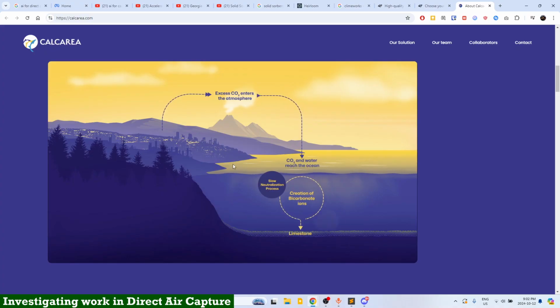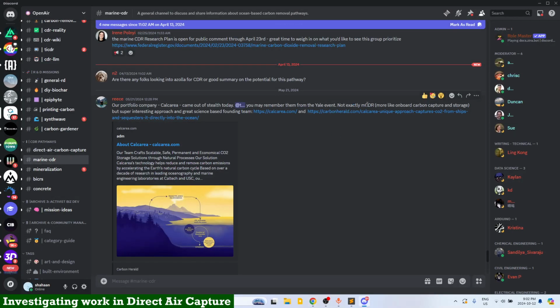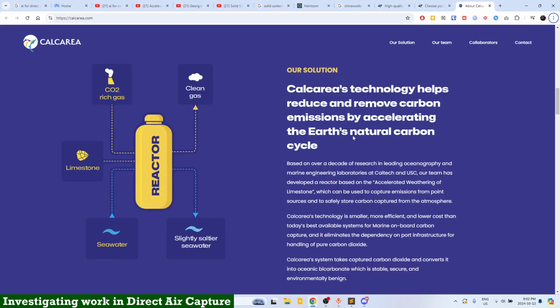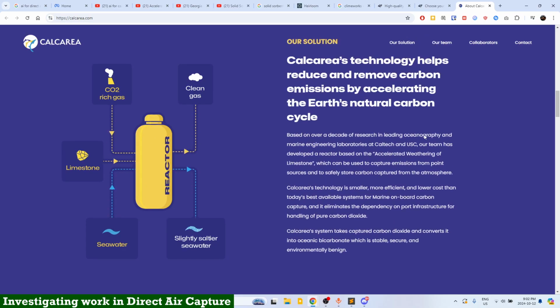Excess CO2 enters the atmosphere. Yeah, okay. Calsore's technology helps reduce and remove carbon emissions by accelerating the carbon cycle. Not exactly marine CDI, more like CDR, more like onboard carbon capture, CCS. Like onboard CCS. I wonder what they do. Based on over a decade of research, they developed a reactor based on the accelerated weathering of limestone.